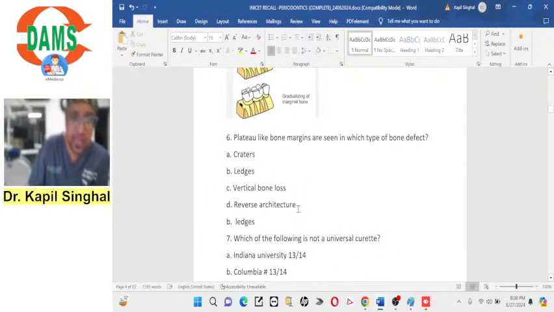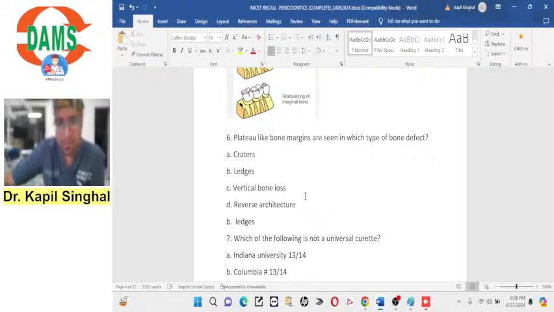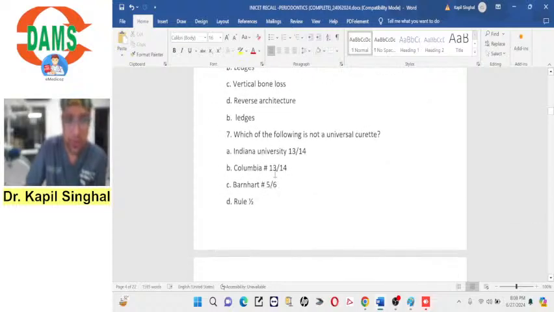Next question is, plateau-like bone defects with bone margins are seen in which bone defect? So we all know it's a very simple and an old question. It is seen in ledges. So the answer here would be B, ledges.